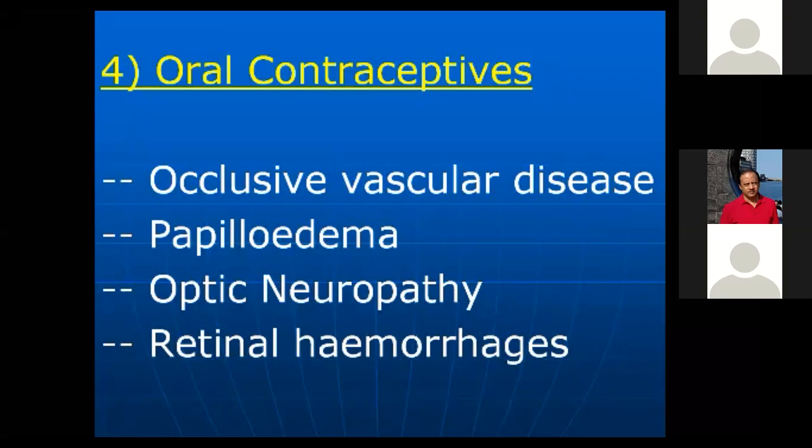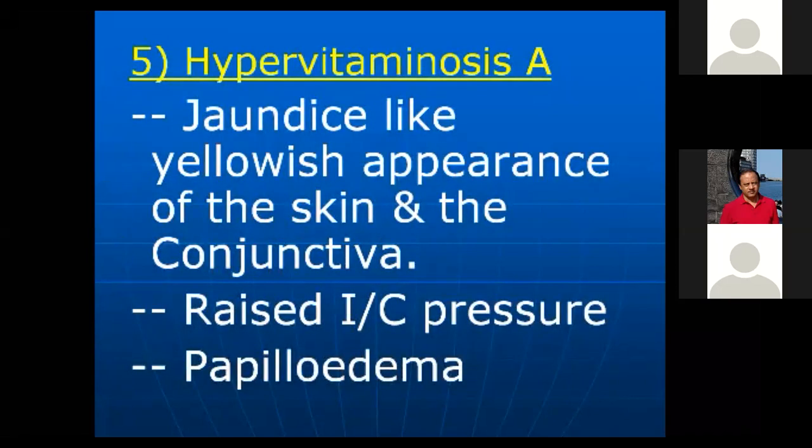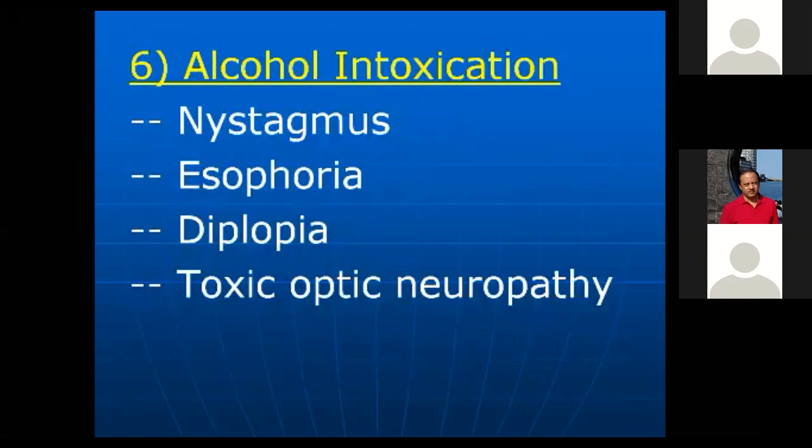Fifth is hypervitaminosis A. That is a person who has taken vitamin A for a prolonged period of time. It is like jaundice-like appearance, raised intracranial pressure, and papilledema. And sixth one is alcohol intoxication. This can give rise to nystagmus, esophoria, diplopia, and toxic optic neuropathy. These four important side effects are related to excessive intake of alcohol. Now this finishes this presentation.